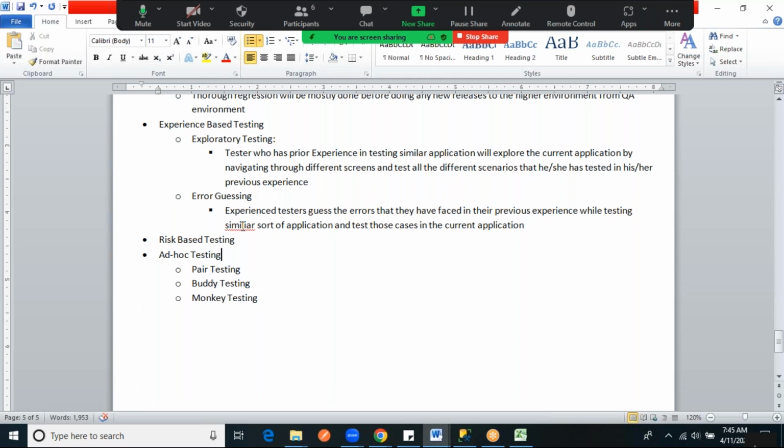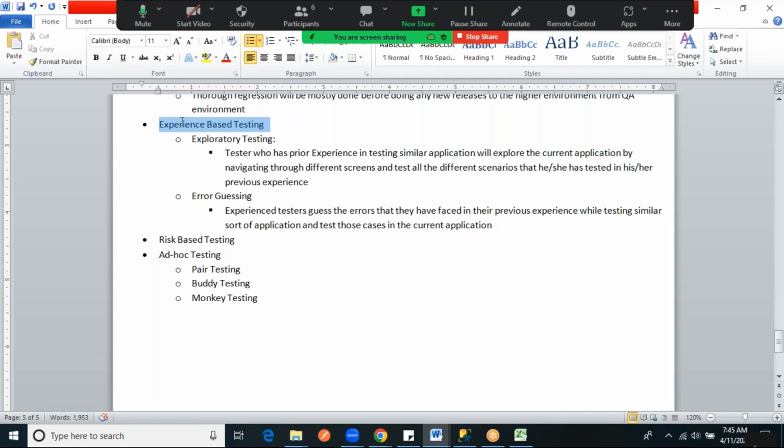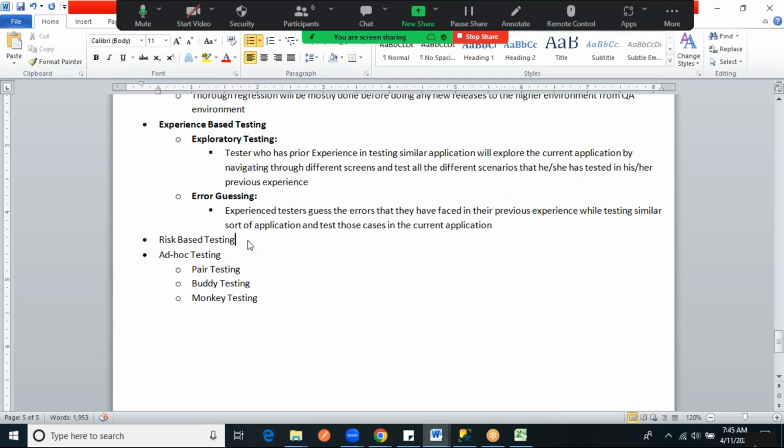Okay, understood this experience based testing? Any questions? All of you? No? Harish, Lakshmi, Narendra, is it clear? Okay, moving on.